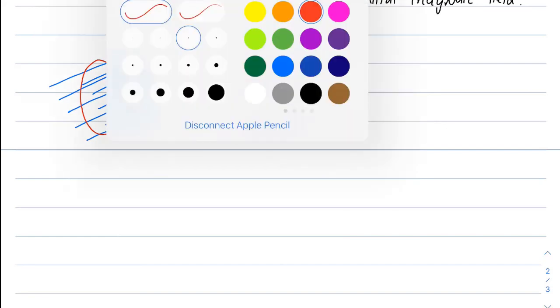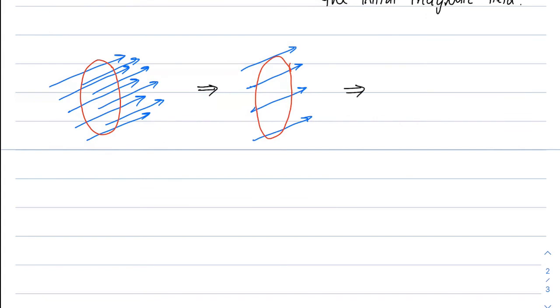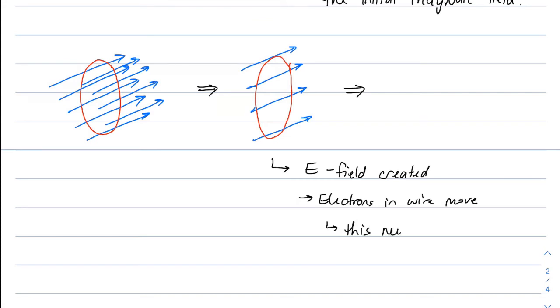So what happens is that because of this change, a current is created, or an electric field is created. So in this change, an E field is created. Electrons move. So electrons in the wire move. This new current causes a new magnetic field to oppose the change.